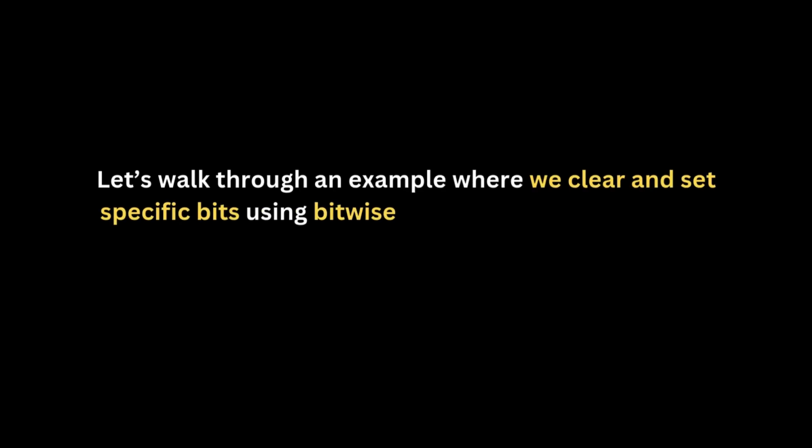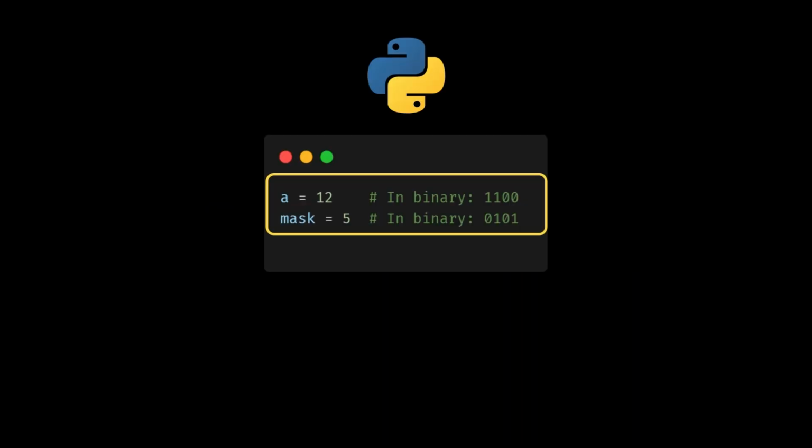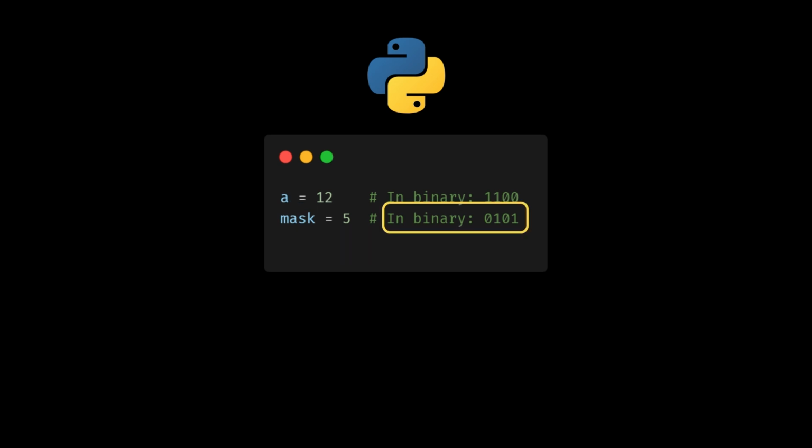Let's walk through an example where we clear and set specific bits using bitwise operations, both in Python and x86 assembly. We start by defining two numbers in Python. The number A is set to 12, which is 1100 in binary. The mask is a value that will help us manipulate the specific bits of A. In this case, the mask is 5, which is 0101 in binary.